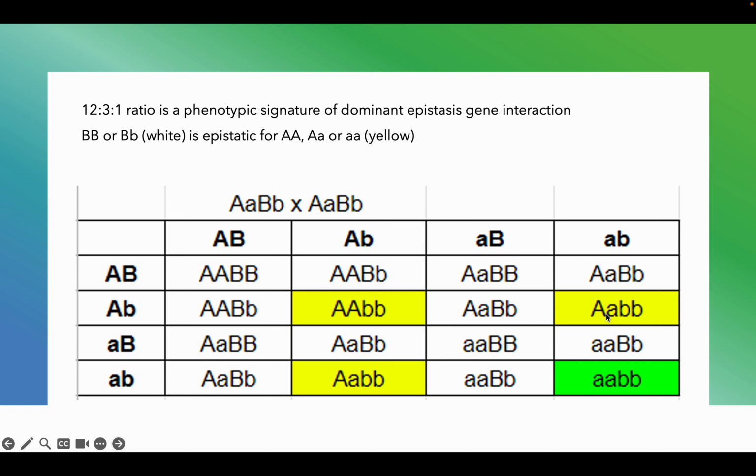So what we get is the color of A, which is yellow. Here you can see in the white one, it doesn't matter whether A is homozygous dominant, recessive or heterozygous. Because B is in dominant condition, we get the B color. Only when they both are in small, we get the green color. So I hope it's clear, because it's dominant epistasis. And the ratio we get is 12 white, 3 yellow and 1 green.